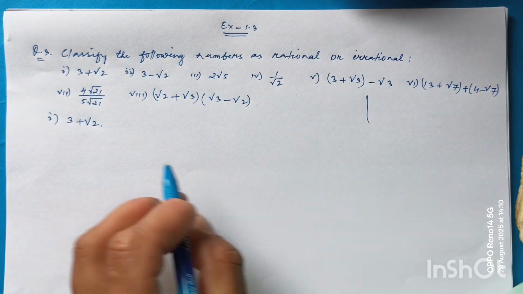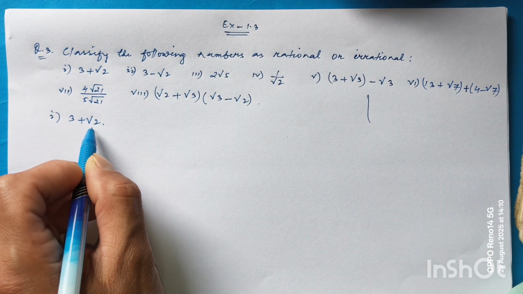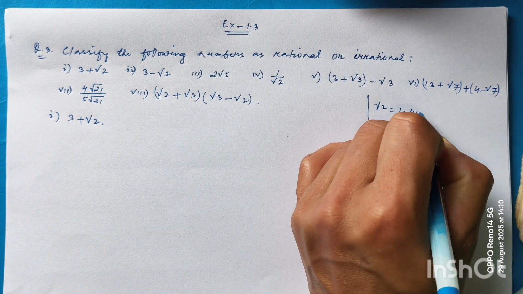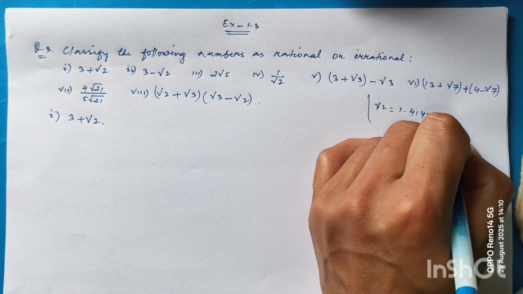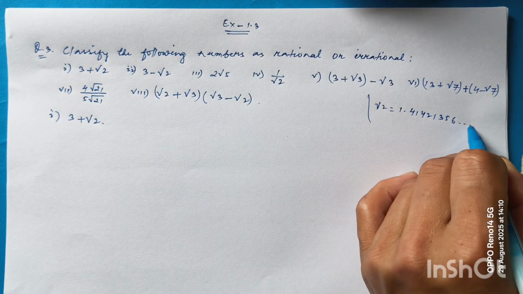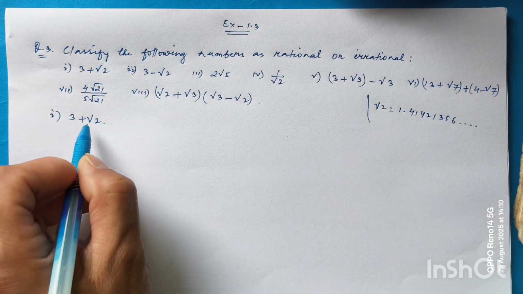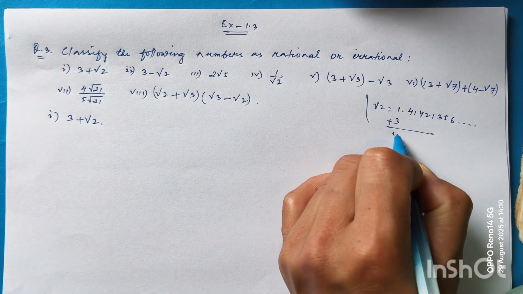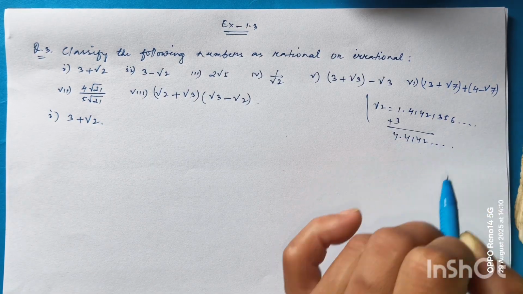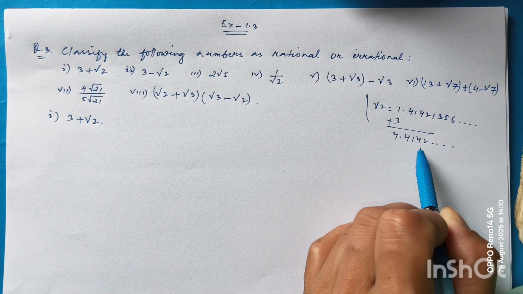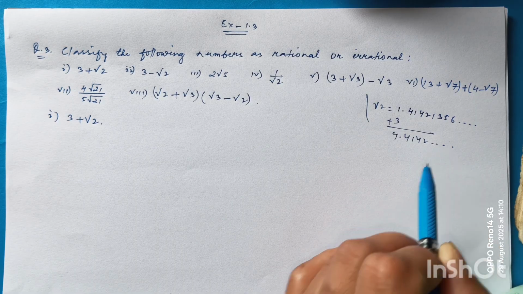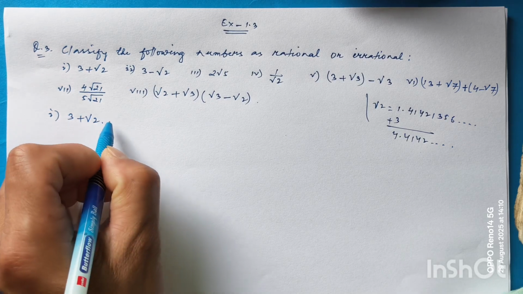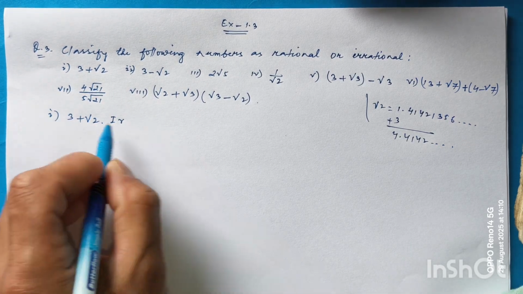So let's find the value. If you take the square root of 2, you'll get 1.41421356, which will never end and will never be repeated. Then if you add 3, it will come to 4.4142. That means non-recurring, non-terminating. That is why 3 plus root 2 is non-terminating, non-recurring. Which number is that? Irrational number. So you'll understand.